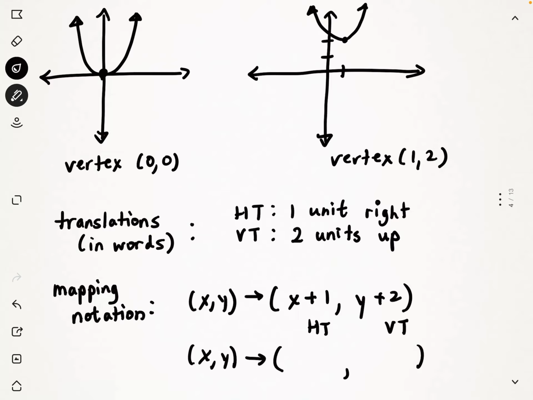right. And then the number that comes after the y in the mapping notation is your vertical translation. And of course, vertical is up or down. If it is positive, it's up. If it's negative, it's down. So left is negative, to the right is positive, up is positive, and down is negative for the y.